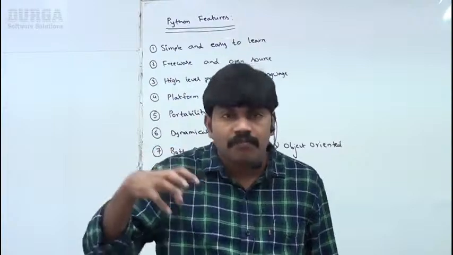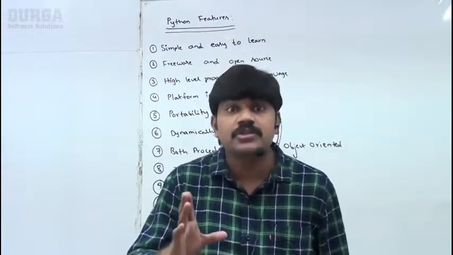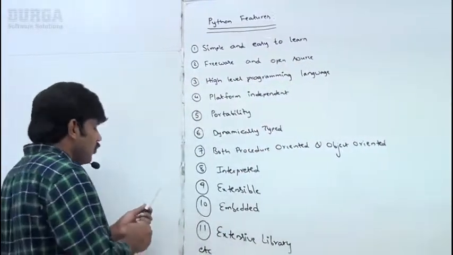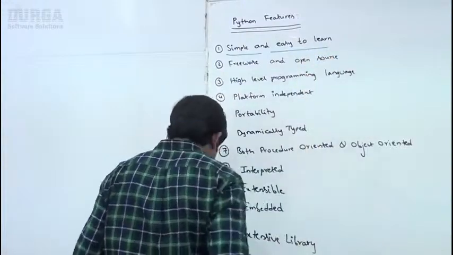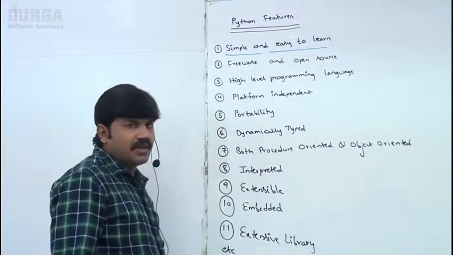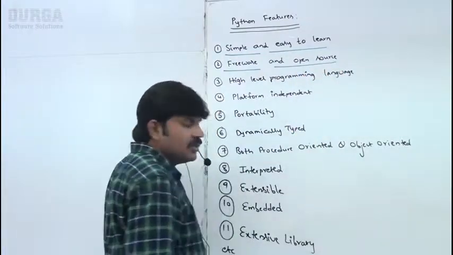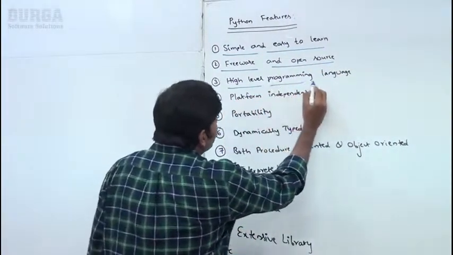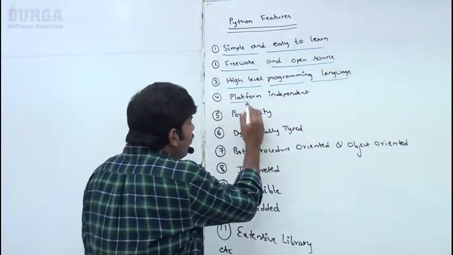Now I have listed some important features, and we are going to perform a post-mortem on these features. Have a look once. What is the first one? Simple and easy to learn, first one. Next, freeware and open source. It is freeware and open source. Next, high level programming language. It is a high level programming language.